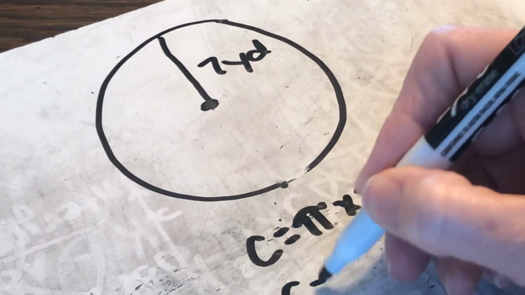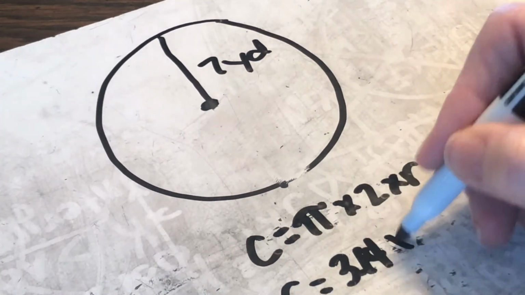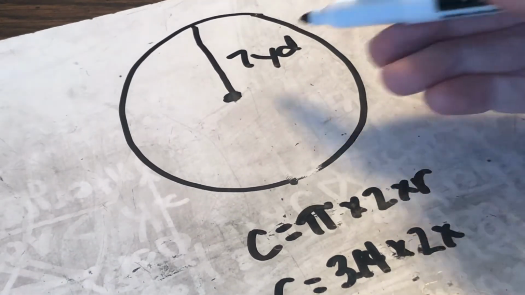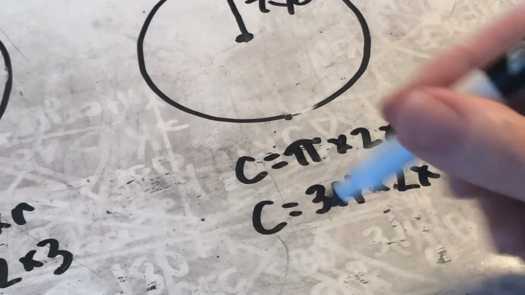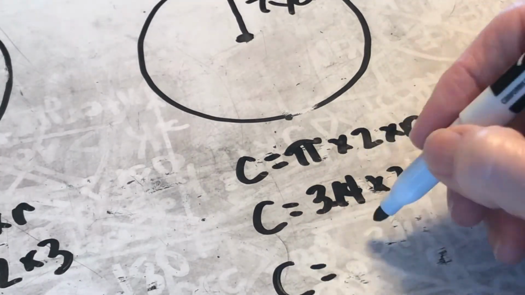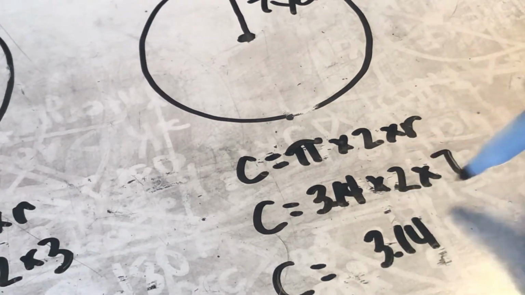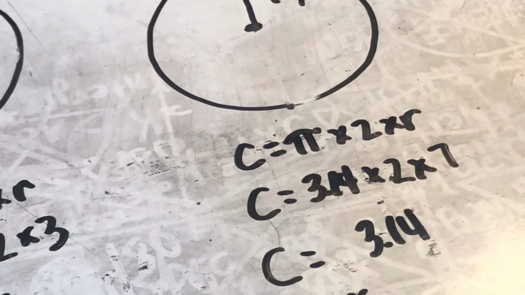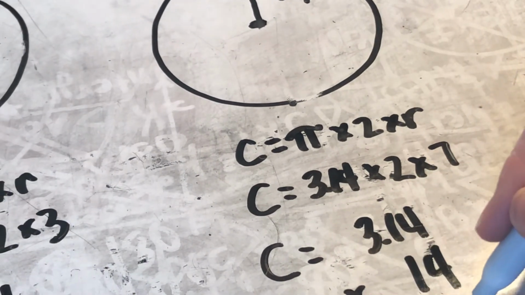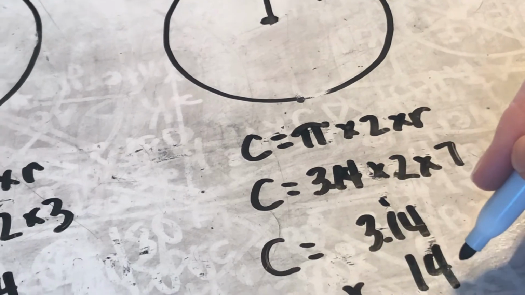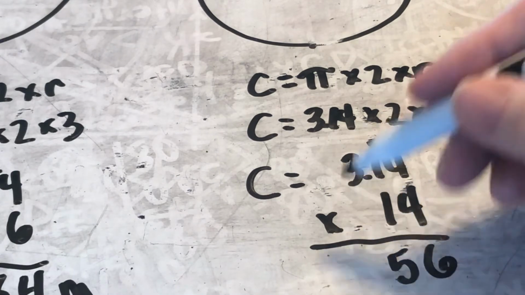All right, C equals 3.14. I just plugged in the pi. The 2 stays the same. Radius is 7. Okay, now I'm just going to solve this. 3.14 times, look what I have here, 7 times 2. 3.14 times 14. So I have 4 times 4 is 16. I'm going to carry 1. 4 times 1 is 4, plus 1 is 5. 4 times 3 is 12.